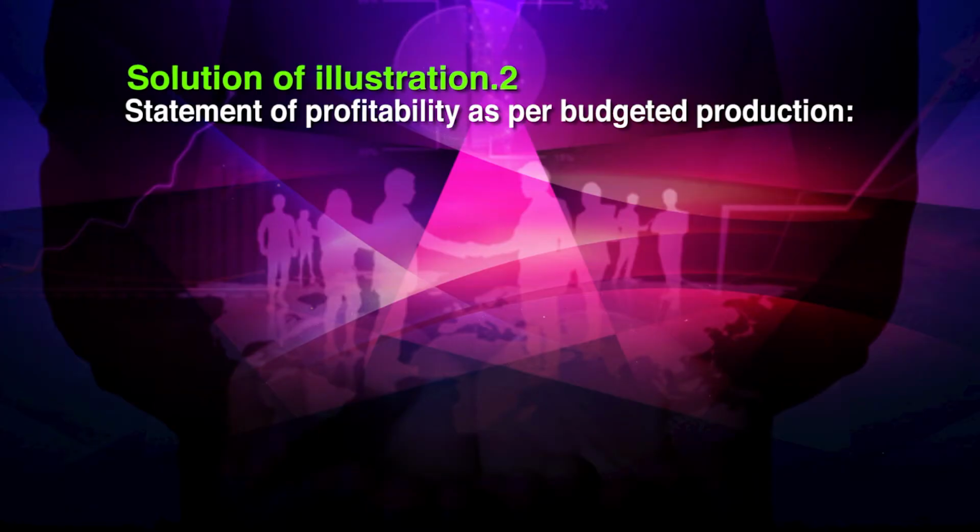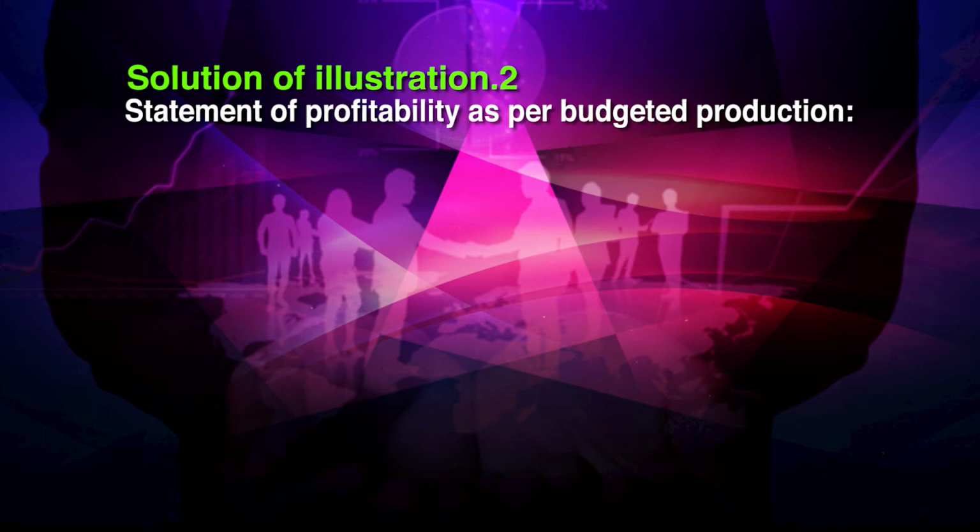You are also to note that there is a constraint on supply of labor in department A and its manpower cannot be increased beyond its present level. Suggest the best production and sales mix from the standpoint of maximum profitability. Also prepare the statement of profitability as per budgeted production. Now, let us come to the solution of illustration 2.